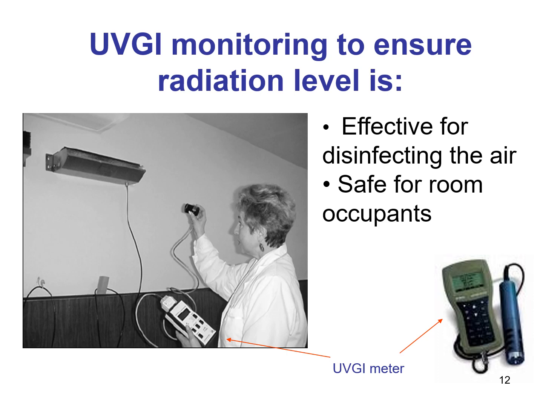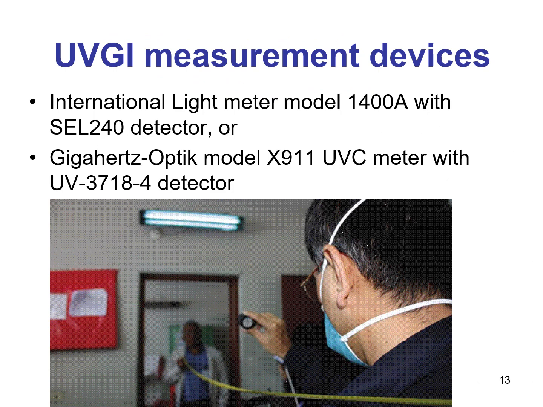Public health specialists can conduct random UVGI measurements to determine the performance of these devices. UVGI monitoring is important to ensure that the radiation level is effective for disinfecting the air and is safe for room occupants. Routine measurements should be performed by specialist technicians. UVGI measurement devices include an International Light meter with a detector model.